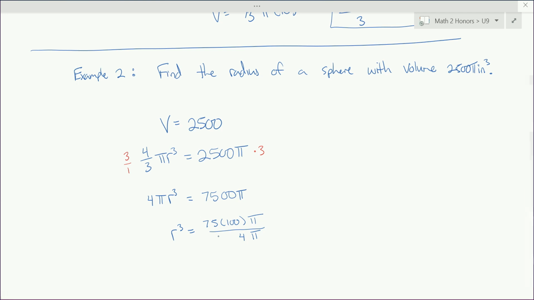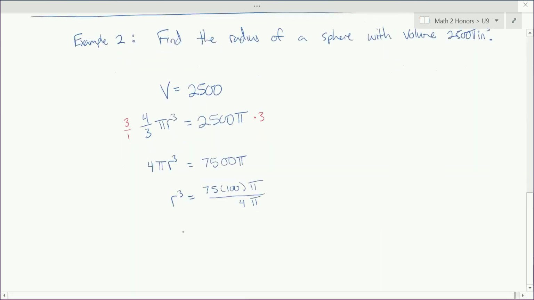So here, go ahead and divide. So we're going to get 75 times 25. And then the pi reduces, and the 100 over 4 reduces to 25. And then next step.